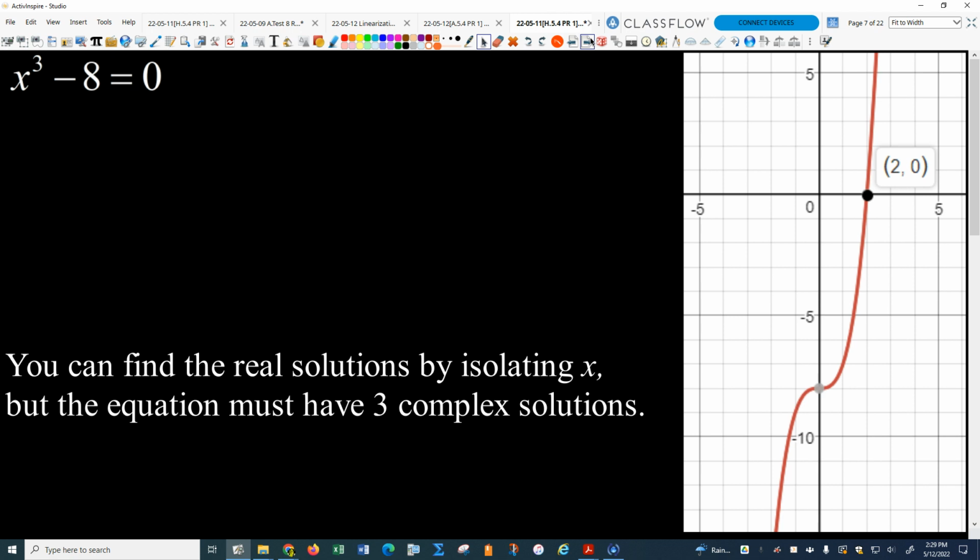Let's look at this example. So x cubed minus 8. Now we're going to ramp up and start solving some bigger polynomials, cubics and quartics and bigger, higher degree polynomials. How could I approach that? How could I solve for x there? Suggestions?